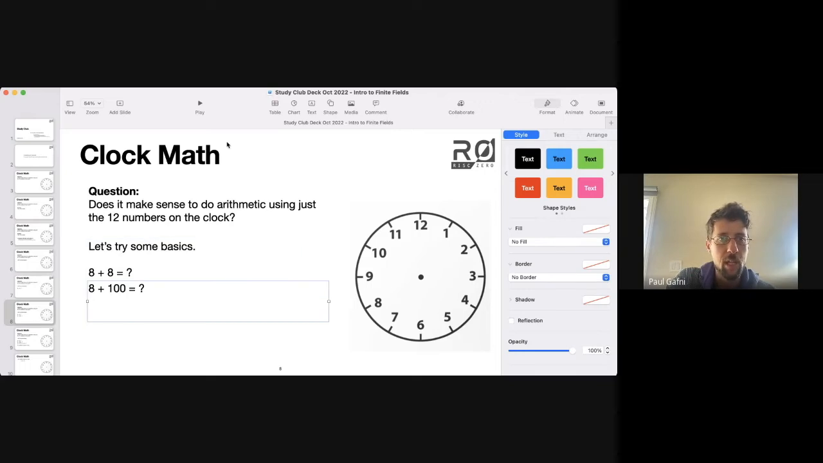If you've seen modular arithmetic in any context whatsoever, which I think most of you probably have, this should be pretty familiar. All we're really doing here is arithmetic modulo 12.